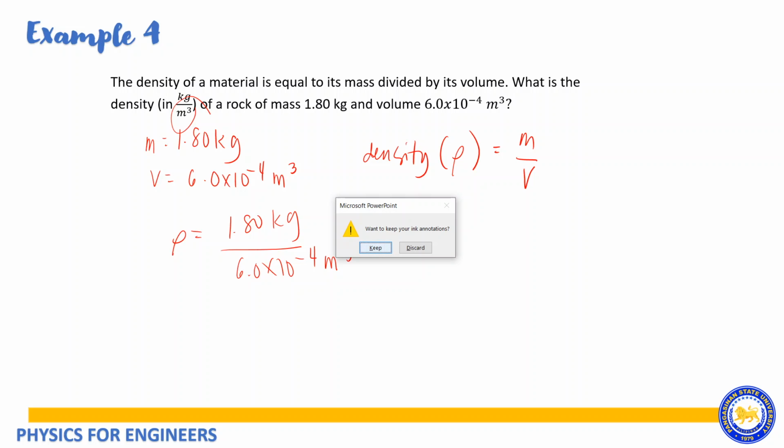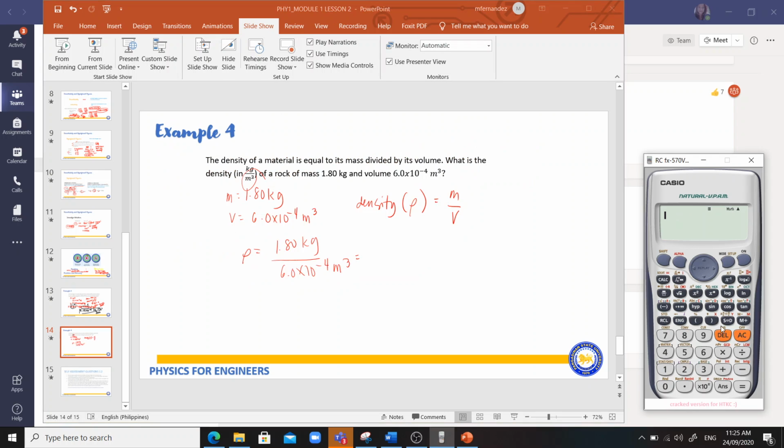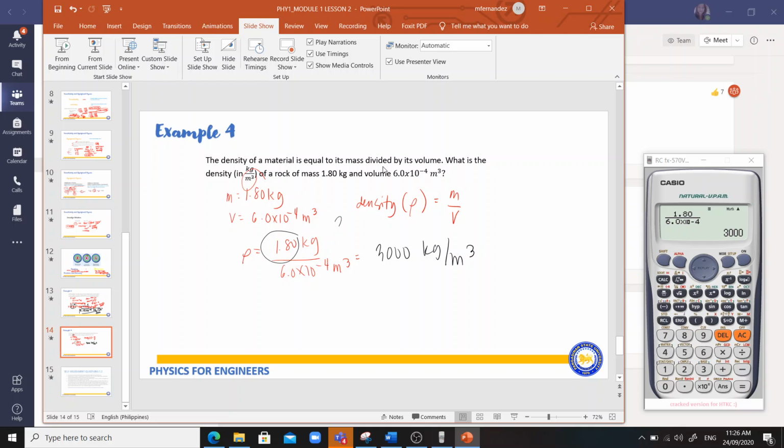Pag kinalculate natin siya, 1.8 divided by 6.0 exponent negative 4. So, ang sagot ay 3,000 kilogram per meter cube. Pero, kung titingnan natin, hindi pa to final answer. Bakit, ma'am? Kasi diba, ilang significant figure ito? 3. Ito, 2. Kailangan 2 lang significant figure mo. So, kung ito yung sagot mo, medyo mali.